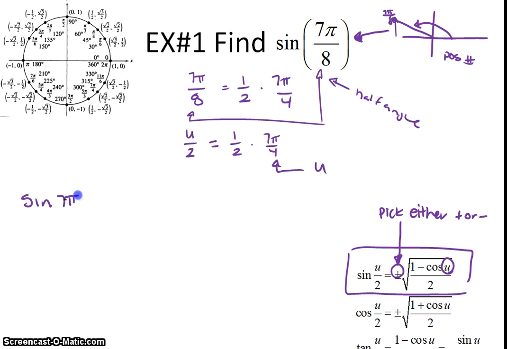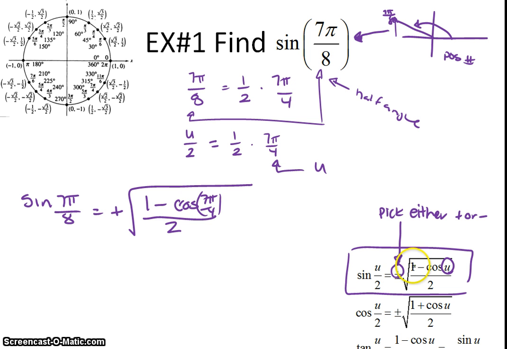So sine of 7 pi over 8 equals positive. Remember, we're picking the positive. Square root of 1 minus cosine of our angle u, which is 7 pi over 4, divided by 2. So essentially you would double 7 pi over 8 to get 7 pi over 4. The formula says 1 minus cosine of your u, so cosine of 7 pi over 4, divided by 2. So we're going to find cosine of 7 pi over 4 next.